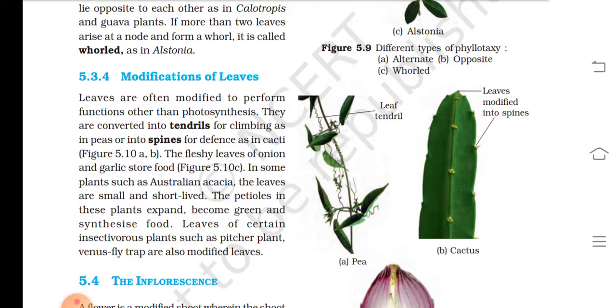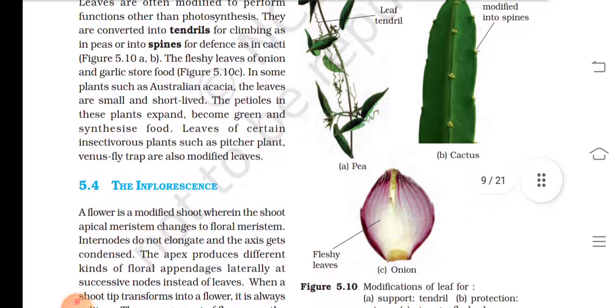5.3.4 Modification of leaf. Leaves are often modified to perform functions other than photosynthesis. They are converted into tendrils for climbing, as in peas, or into spines for defense, as in cacti. Figure 5.10 A and B. The fleshy leaves of onion and garlic store food, that is given in Figure 5.10 C.